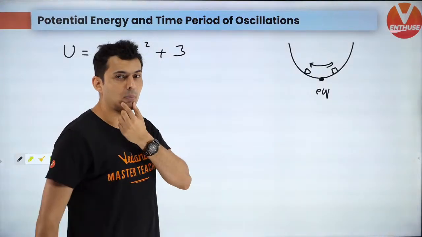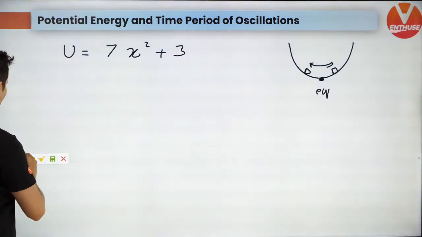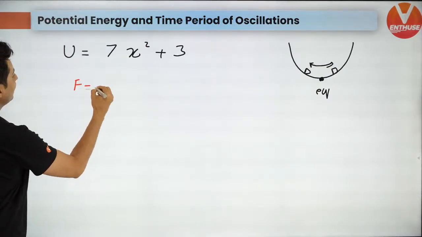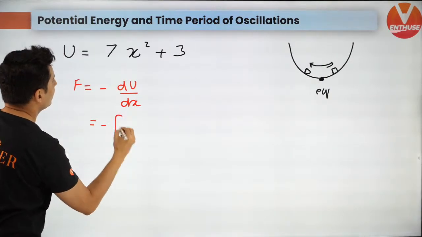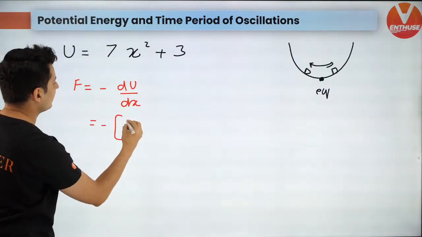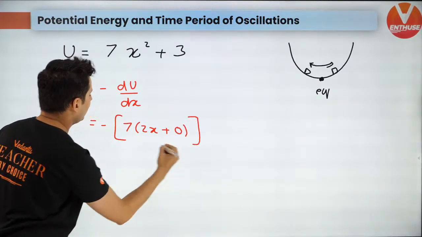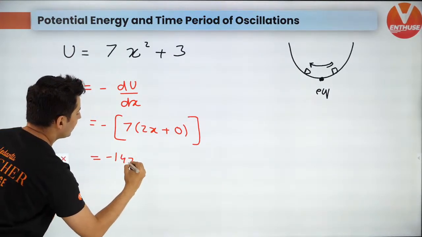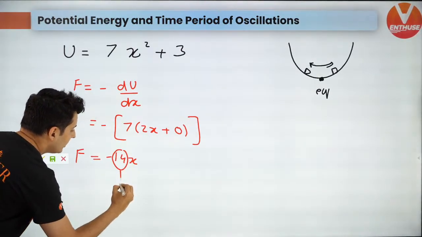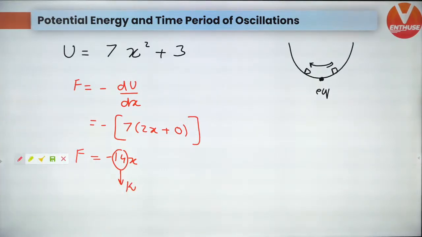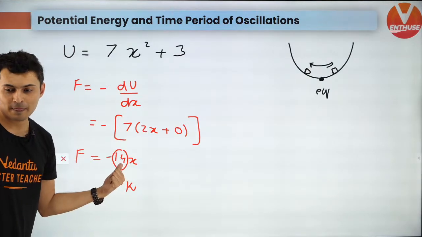I can find the time period. And how do I find the time period? Very simple. Just figure out what is the force acting on that particle, and that will be minus dU by dx. So take the derivative of this term. 7x square's derivative is 7 into 2x, and 3's derivative is 0, correct? So this will become minus 14x. Now do you see this 14 is exactly like the spring constant?